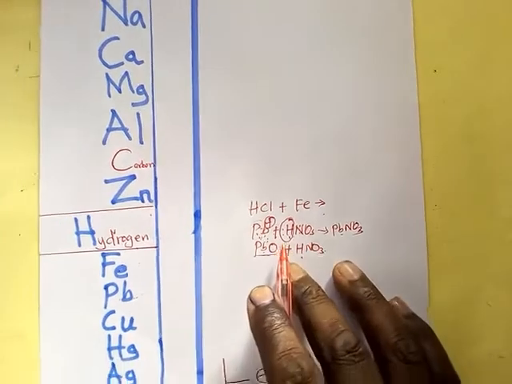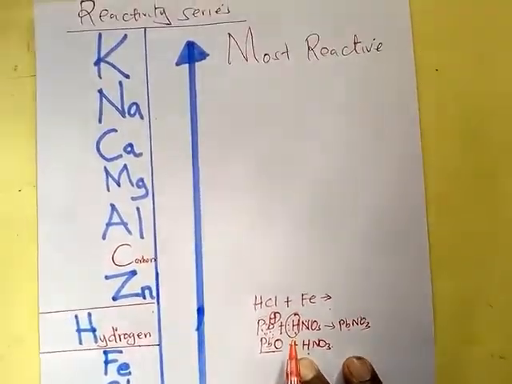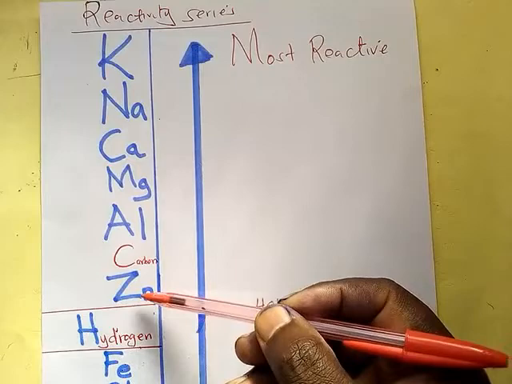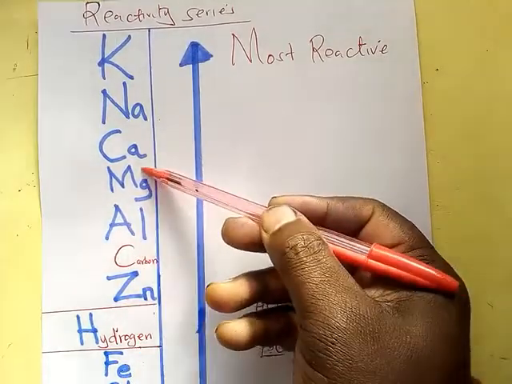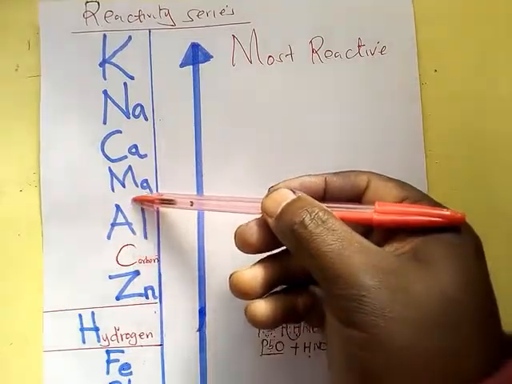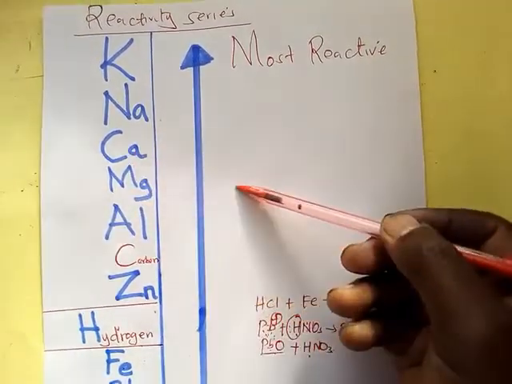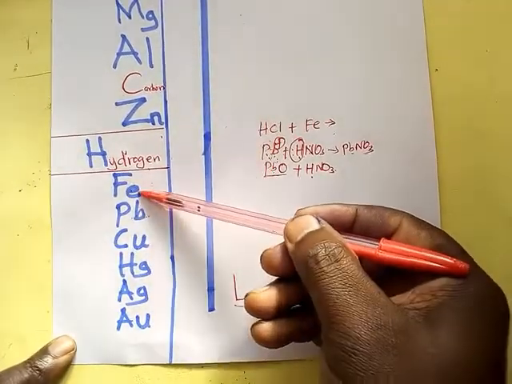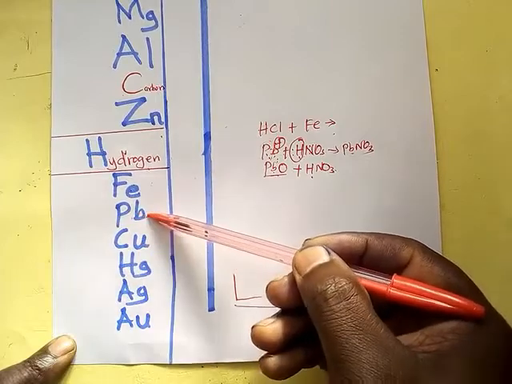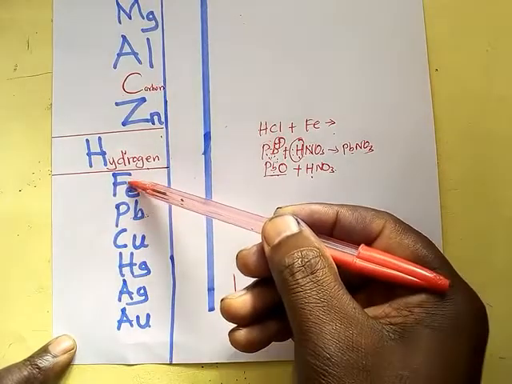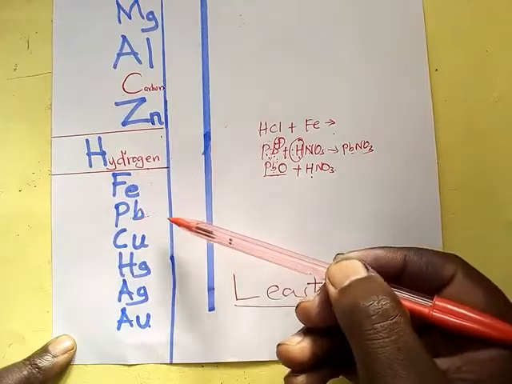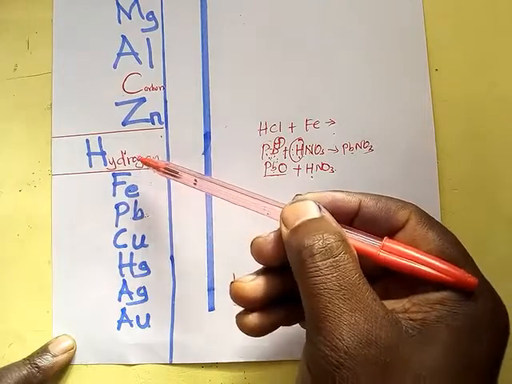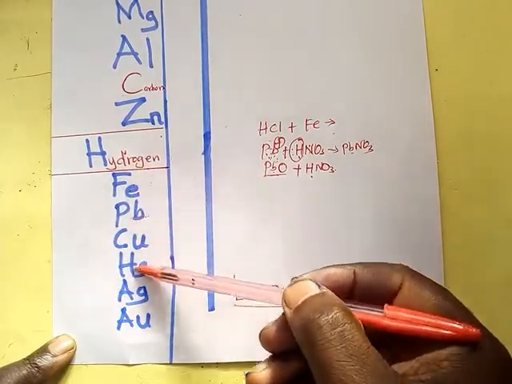Very important. Therefore, this reactivity series is important for you to understand that all metals that are above hydrogen, you can react with acids directly and form the salts you want to form. But metals below hydrogen, iron, lead, copper, you cannot react with acids directly to form salts, because the metals cannot displace the hydrogen in the acid, because they are less reactive than hydrogen.